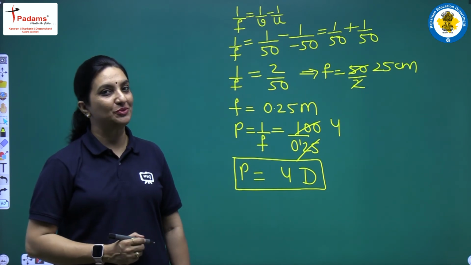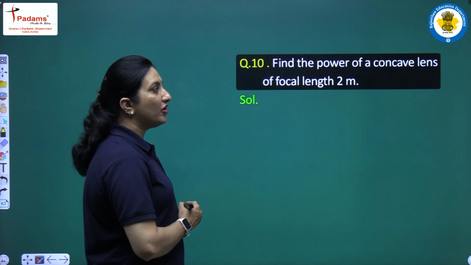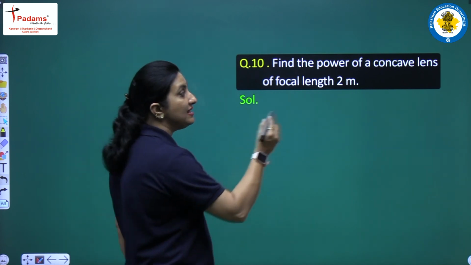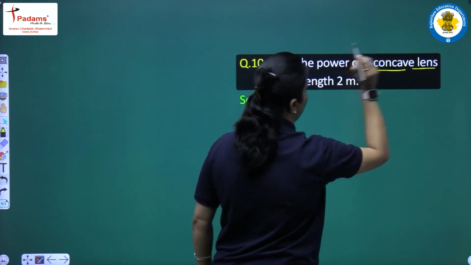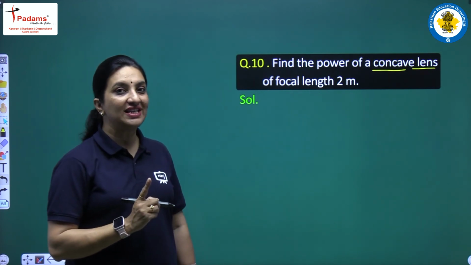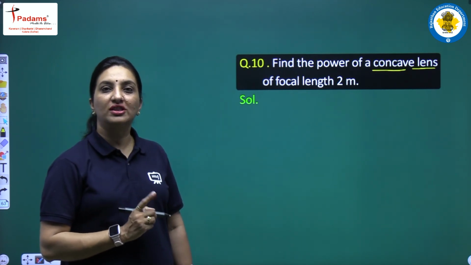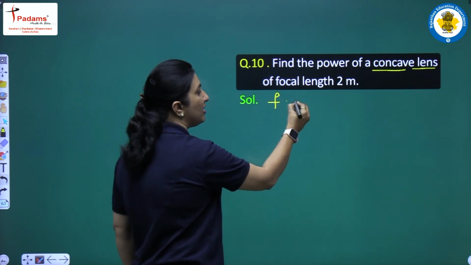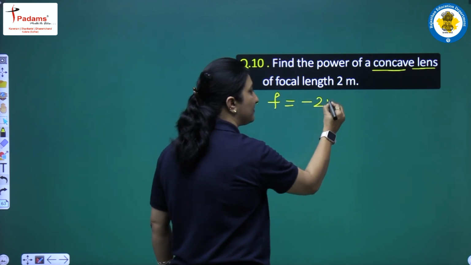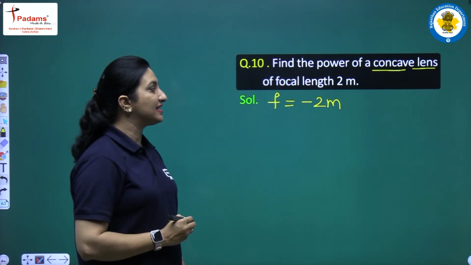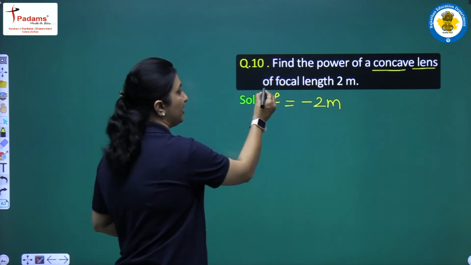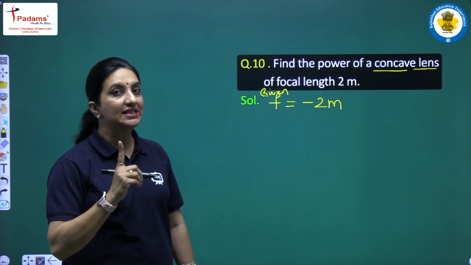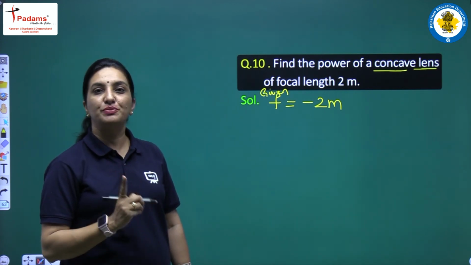Let's move on to the next problem. Find the power of a concave lens of focal length 2 meters. Now, students, here we have a concave lens, and for concave lens, the principal focus is on the left side of the lens. That is, the focal length for a concave lens is negative. What we need to calculate here is, so this is given. So, we can write given. Given is the focal length, and since it is a concave lens, so the value has to be negative.